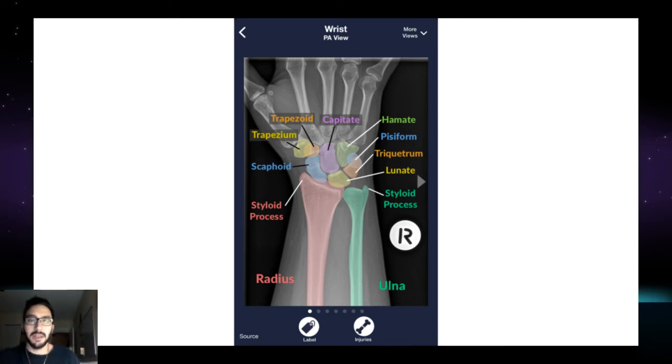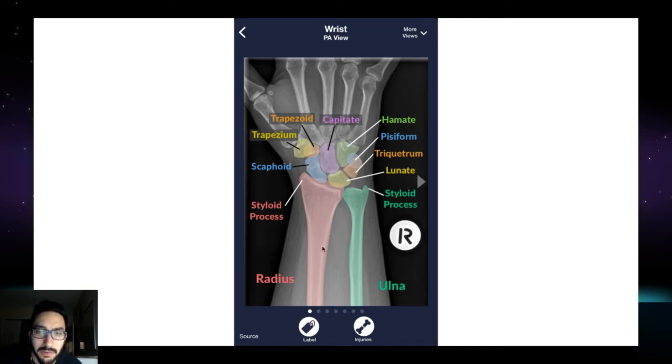So here we have an anatomic view of the wrist. It's very beautifully colored. I wish it came like this from radiology. It would be much nicer, but it's not. So we need to learn how to read these, and that's the point here. So just some quick overview anatomy.